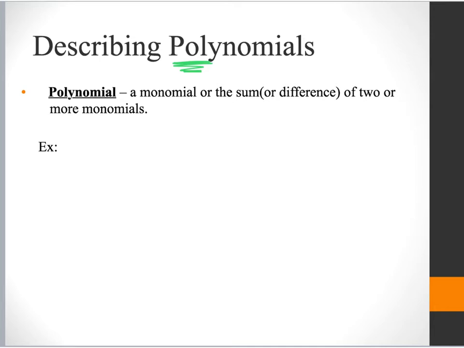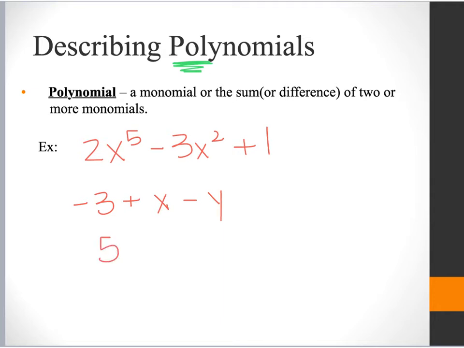So a polynomial could be something like 2x to the fifth minus 3x squared plus 1. It could be something like a negative 3 plus x minus y. It could be something just as simple as 5.